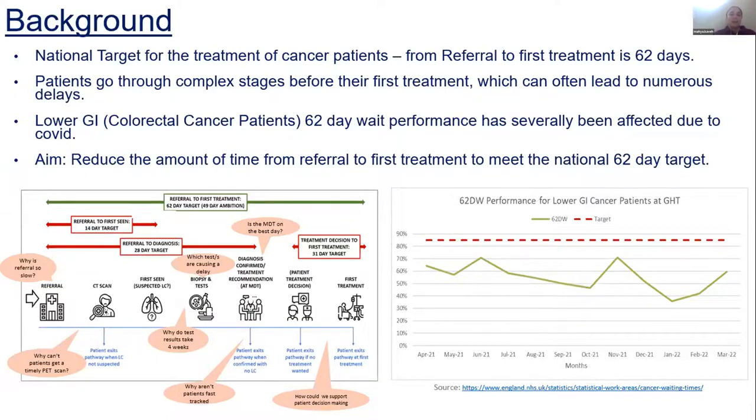And 80% of them need to be treated within these 62 days. And the aim of this project is to reduce the amount of time from referral to first treatment to meet the national target of 62 days by identifying key bottlenecks in the pathway. By creating this test model, we wanted to see where the pinch points are, why the performance target is being missed, and where it can be improved.